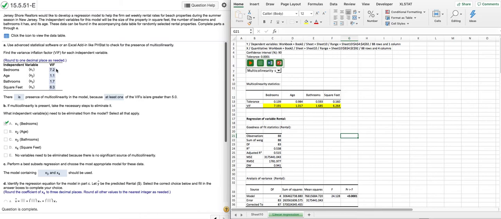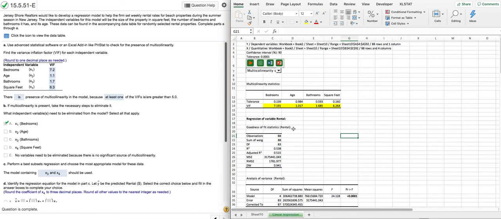Like I've said in other videos, that number in some research can be as high as 10, and even a VIF over 10 doesn't necessarily mean it wouldn't be okay to have it in the model. But just to try to keep things more black and white for the course, we're just going to operate with the notion that anything over 5 is not acceptable and needs to be dealt with.